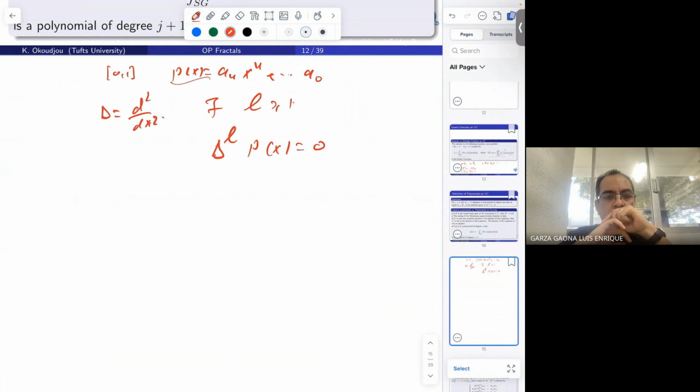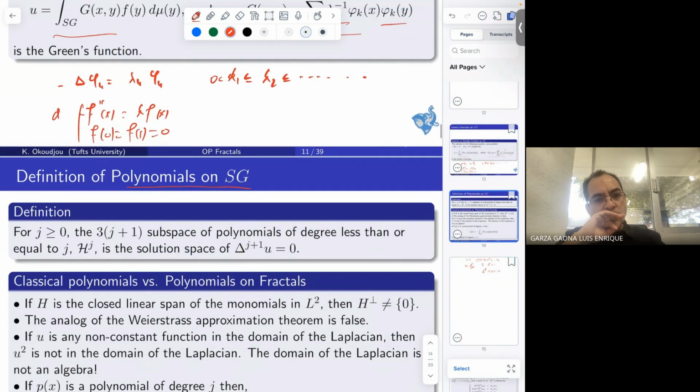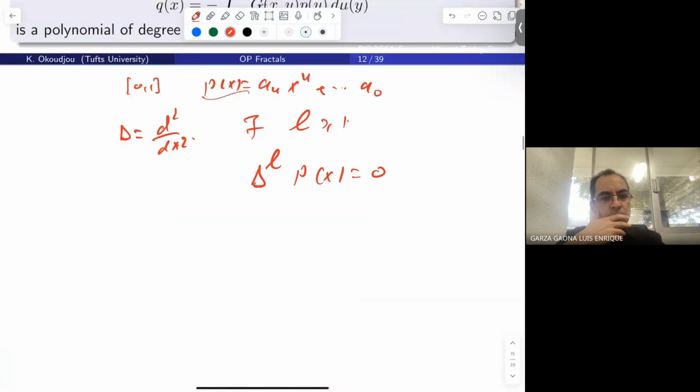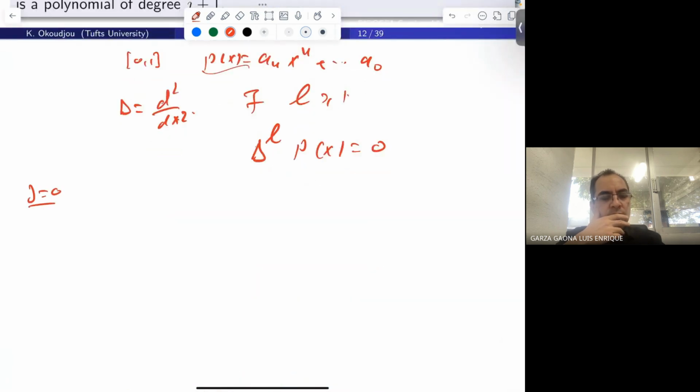But the point that I was trying to make is we don't have a notion of first derivative. We don't have any of that notion. We were able to define an operator that acts as a Laplacian directly. And so in analogy to this, I'm going to just declare something to be a polynomial of a given degree if it's a solution to Laplacian to a power j plus 1 equal to 0. So in particular, for j equal to 0, Laplacian of u equal to 0, it's going to be exactly a harmonic function.